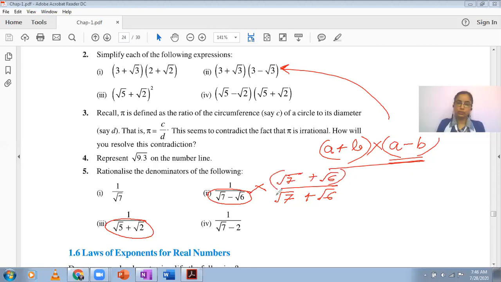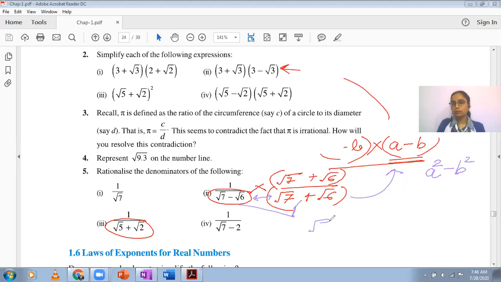So this is the binomial which I'm using. I prefer to keep my binomials in brackets. And after that, if you observe the denominator, you have the identity over here. And how will this be simplified? This identity gets simplified as a square minus b square. So that's what will happen.